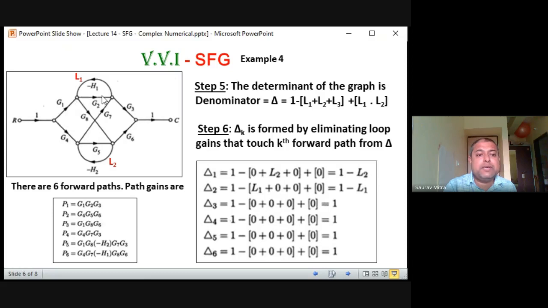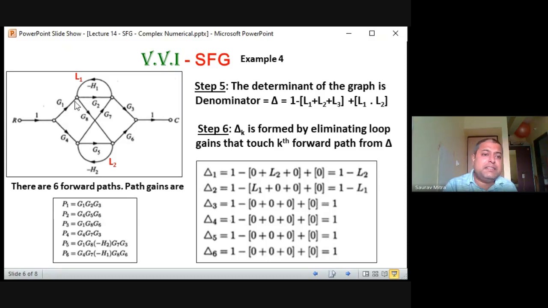So this is the only thing you have to understand. This is the only thing students find difficult. But it is not difficult because you are already having the equation of delta. In that case, you have to see this forward path. There are 3 loops. Which are the loops that are touched by this forward path? Make those loops equal to 0.